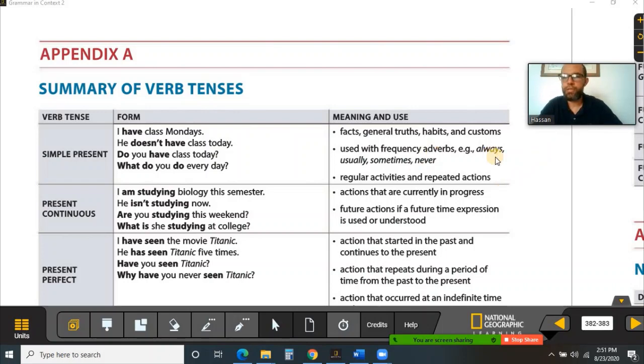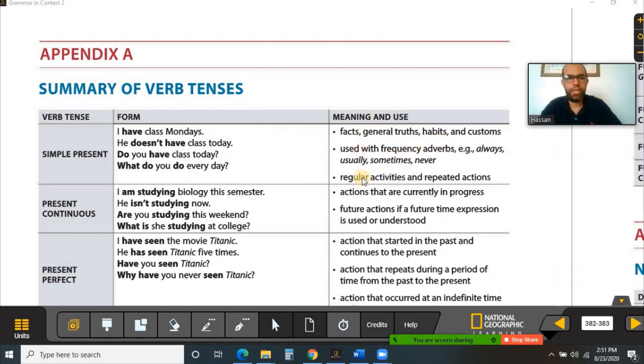Now we also use the simple present tense with frequency adverbs. Frequency adverbs are adverbs such as always, usually, sometimes, and never, and these adverbs tell the frequency of the verbs, how frequently we do the action. For example, I always go to the gym. I sometimes go to the gym. I never go to the gym. So always, sometimes, never tell the frequency of the action of going to the gym. So when we have frequency adverbs, we have to use the simple present tense.